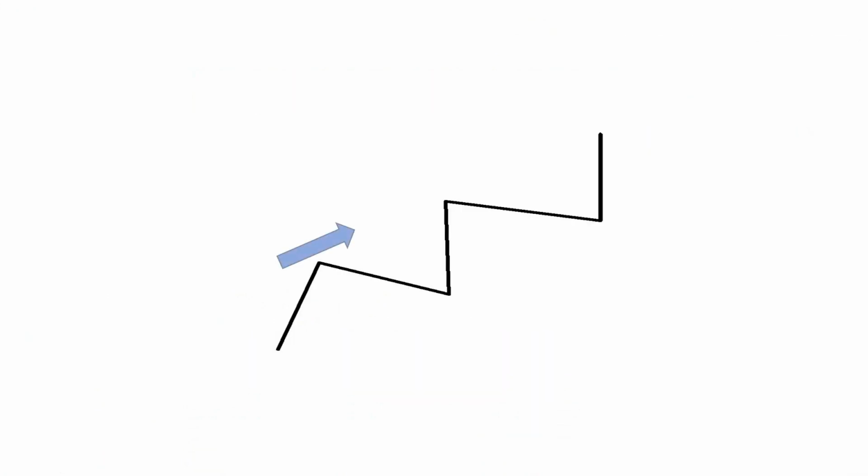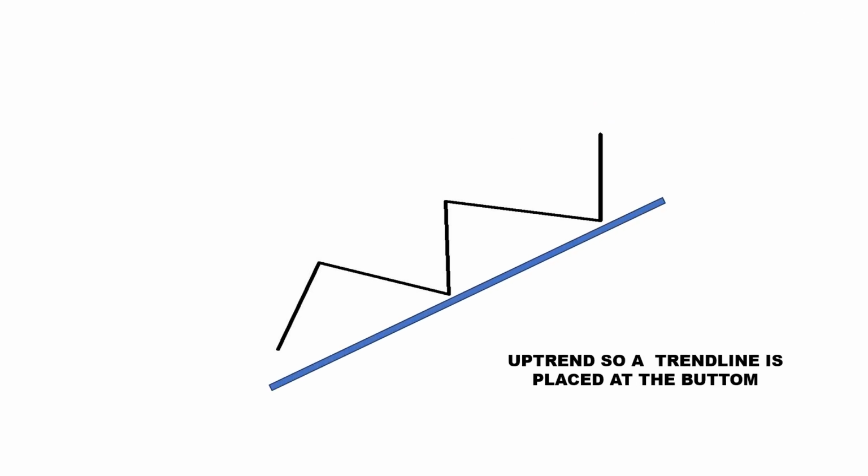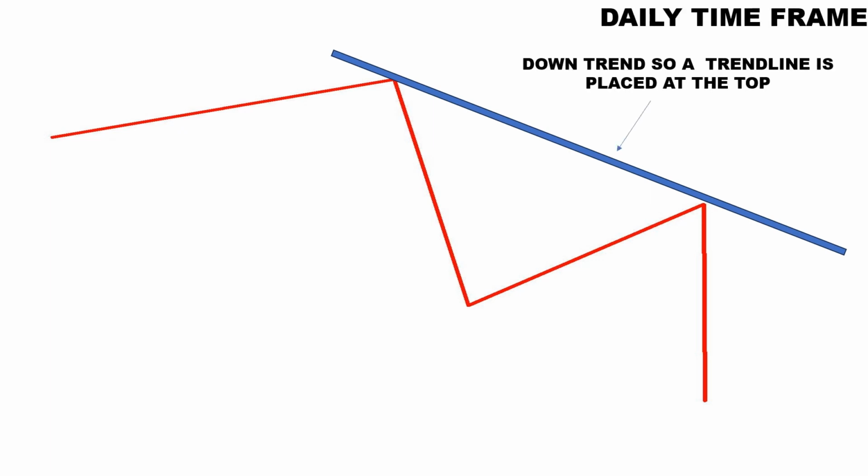If the price is making a higher high in a lower time frame, let's say the 1 hour time frame, this is taken as a bullish trend. The line is drawn at the bottom. Let's now assume that on the daily time frame, the trend is making a lower low. This tells us it is a bearish trend. The trend line is drawn above, this is called the resistance line.